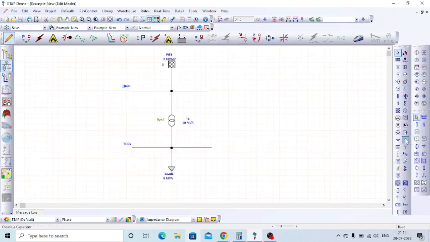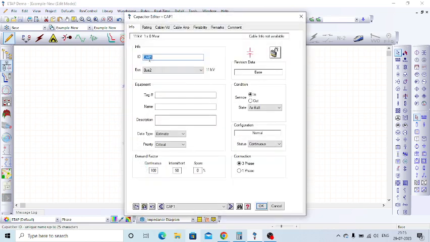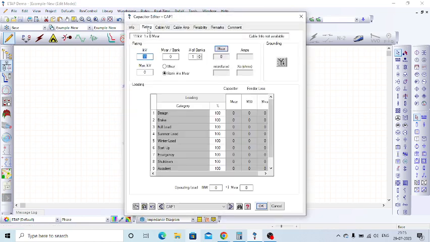So I will just connect one capacitor bank in parallel to the load. For the capacitor bank, again we need to enter the ID and the connected bus, then the voltage rating, then the MVAR rating, that is, how many MVAR per bank. Here the number of banks is there, so we can use any number of banks. For easy understanding, I consider just one bank, and its rating is 2 MVAR.